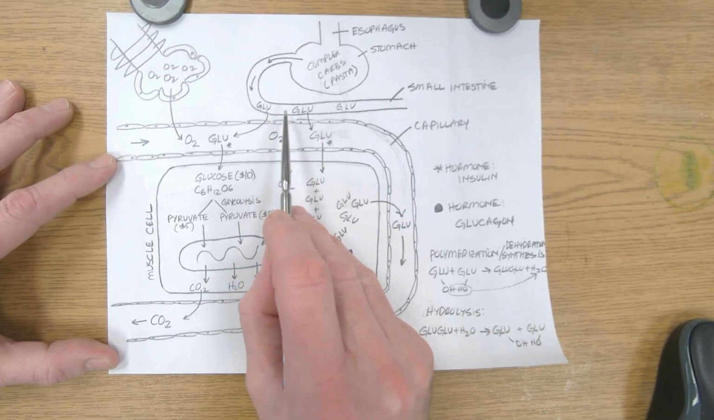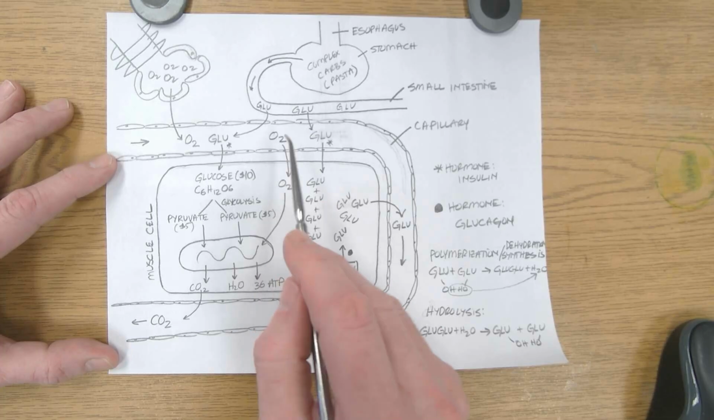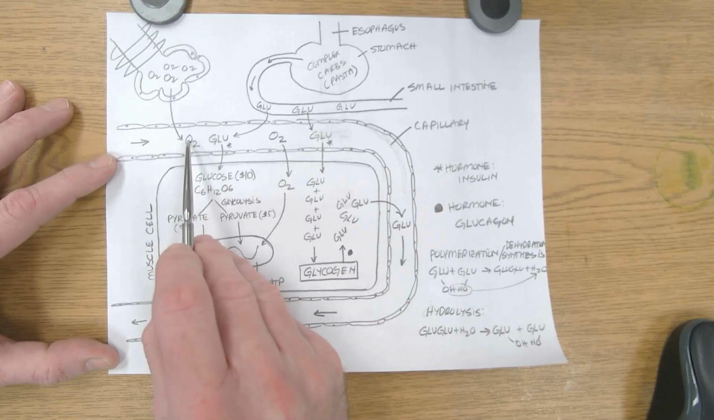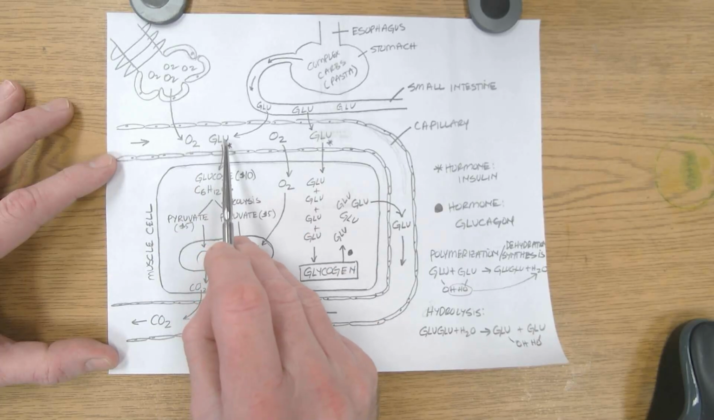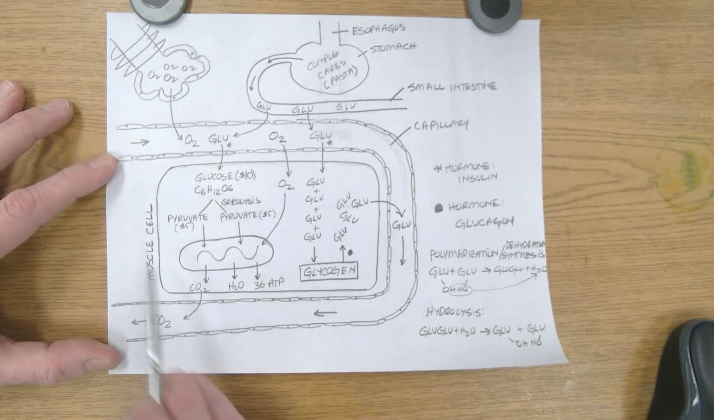So we're not going to explain how the glucose gets from your intestines into the capillaries. That'll be for another video. But glucose goes into your capillaries, right? So now we've got oxygen and glucose in your capillaries. And both the oxygen and glucose need to get into this muscle cell in order to perform cellular respiration.